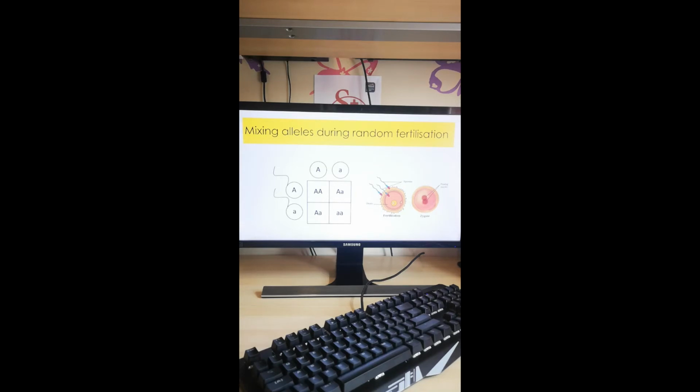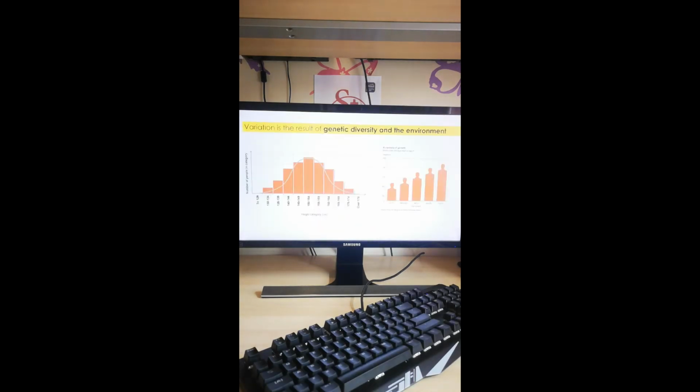So we can work out ratios, and I'm sure at GCSE you talked about there being a 1 in 4 chance of two heterozygous individuals producing a homozygous dominant offspring, 1 in 4 homozygous recessive offspring, and a half, yeah, 50% chance of a heterozygous offspring. Okay, so there's an equal chance of all of those fusing, and that's because this process is random. So now, if you think about the causes of variation, they are genetic diversity, and into this we factor mutation, the mixing of alleles during meiosis, and random fertilization, and the environment. Okay, so all of these things make for a great variation in the population.